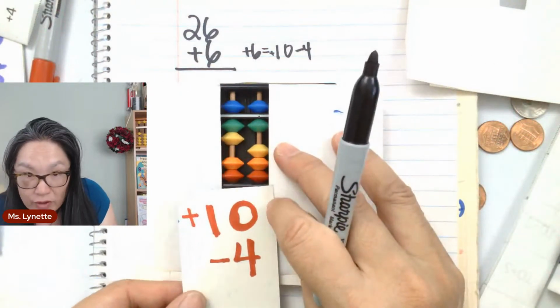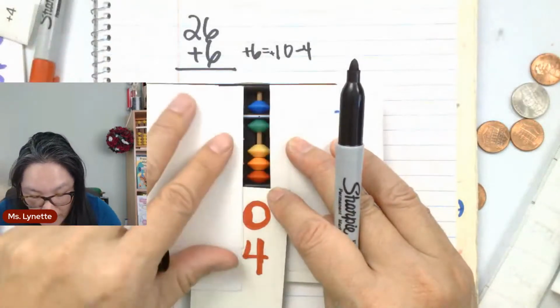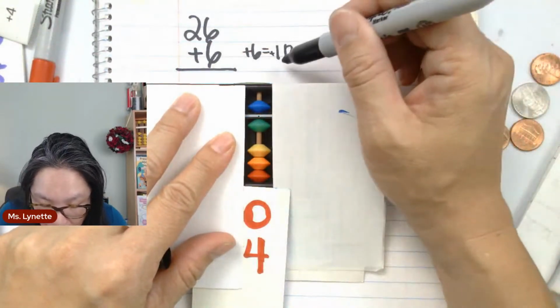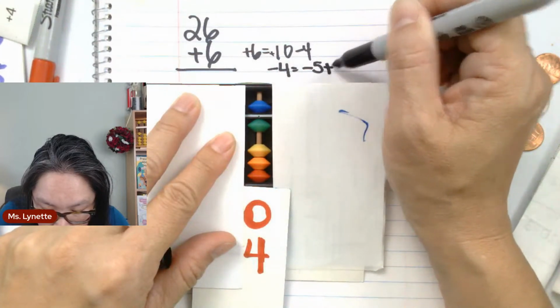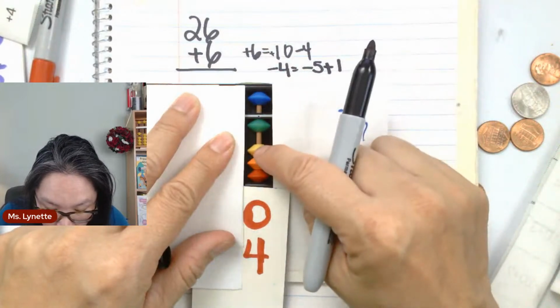This is how we do it vertically, right? What we need to do is minus the 4. The question is, can we minus the 4? No, we cannot minus the 4. Minus the 4 is equal to minus the 5 plus the 1. So I go to minus the 5 and I plus the 1.